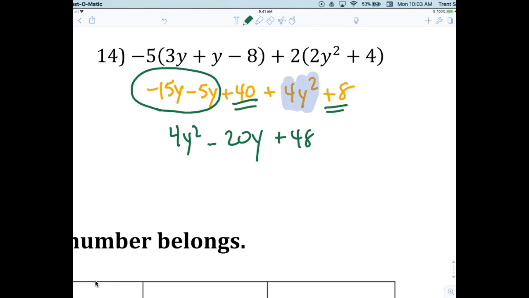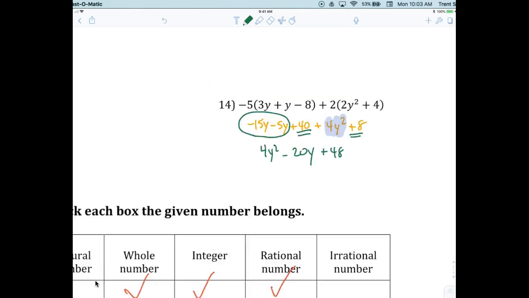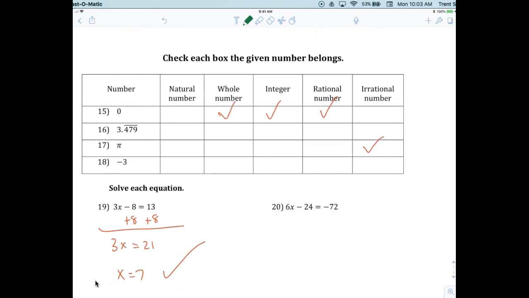A lot of people have trouble with these. I'm not sure why. It's just combining like terms, which we've done for a long time now. All right. Anybody have any issues? All right. Let's talk about the numbers. Because the decimal repeats, it is rational. -3 is an integer, and it's rational. Those are just definitions that you should know. Now, the important stuff.